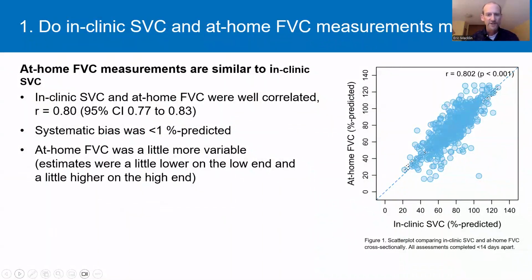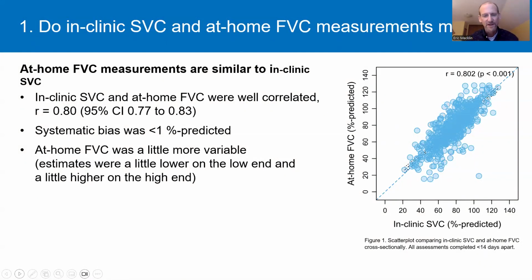So this is the first question we're looking at. Do these two measurements agree with each other? This is just a scatter plot on the right. On the x-axis is the measured vital capacity in the clinic. On the y-axis, the forced vital capacity measured at home. And that diagonal dashed line is the one-to-one. So if every point lay right along that line, that would be perfect agreement.